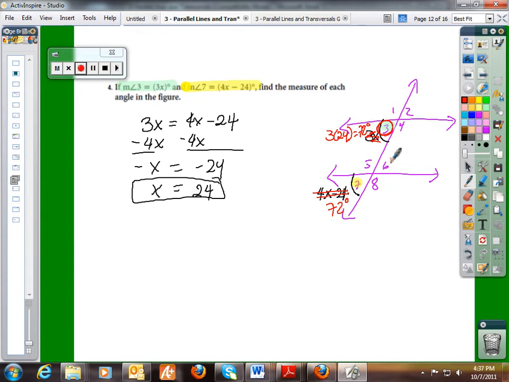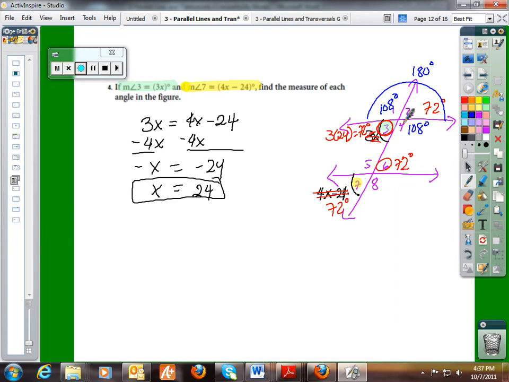This angle is a vertical angle with angle 6, so it's got to also be 72 degrees. Likewise, angle 3 is a vertical angle with angle 2, so that's also 72 degrees. Angle 1, well, it's a linear pair with angle 2, so they form 180 degrees altogether, so this must be 108 degrees. Now I'm going to use vertical angles to find out that the measure of angle 4 is also 108 degrees.